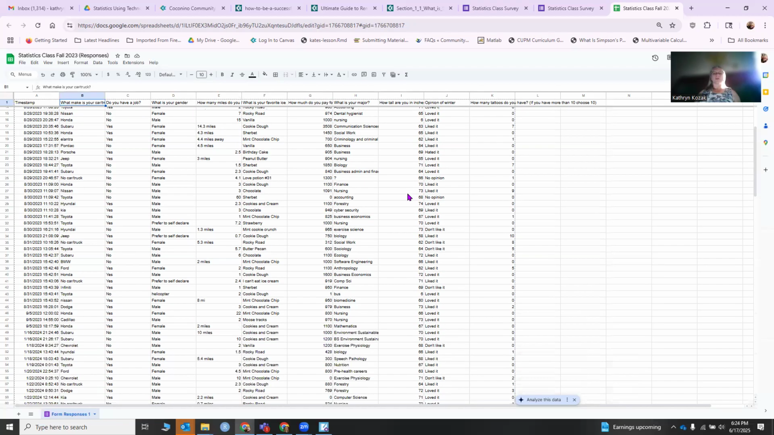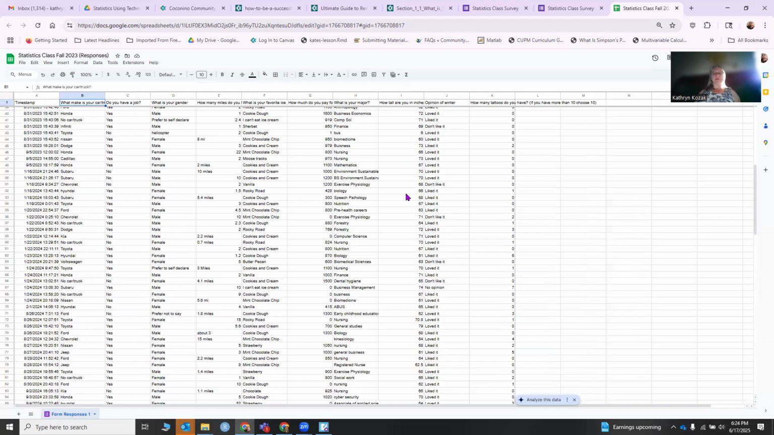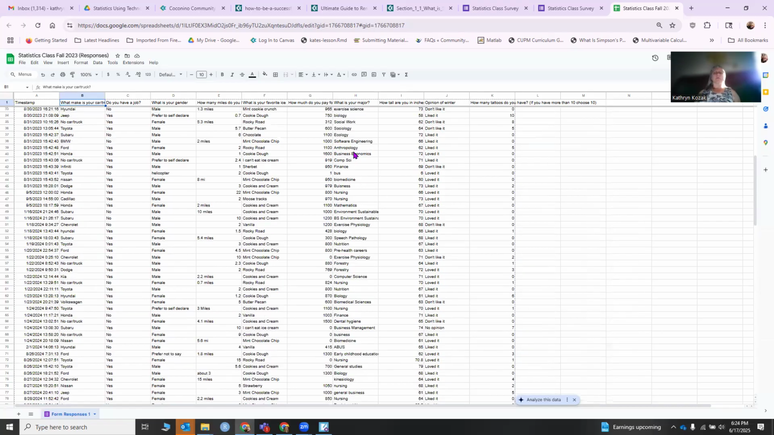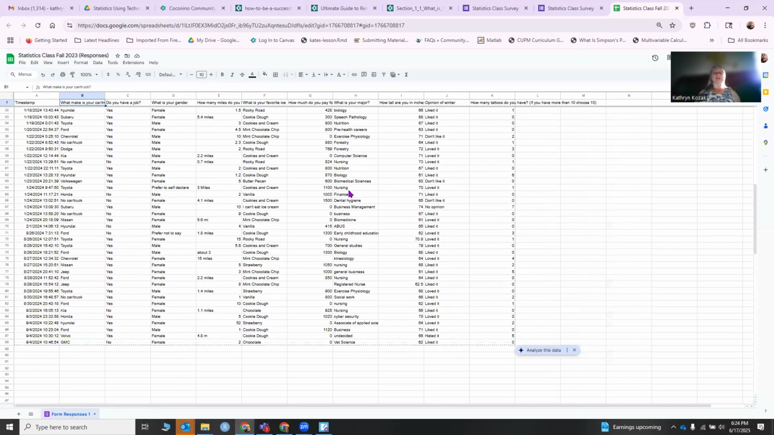What I also noticed is that for the major, there are people whose majors are nursing, and some people have nursing with a capital N, and some people have nursing with a lowercase n. The software that you deal with would consider those two different things. So we would need to wrangle these so that they are actually using the same wording so that we don't have them counting as different. So you might need to change those.